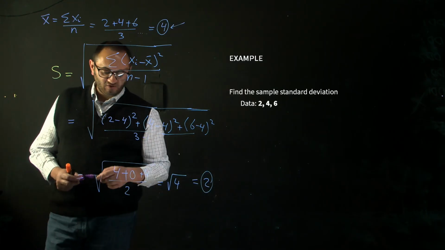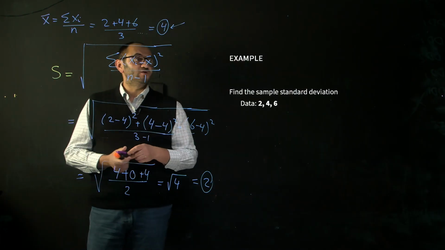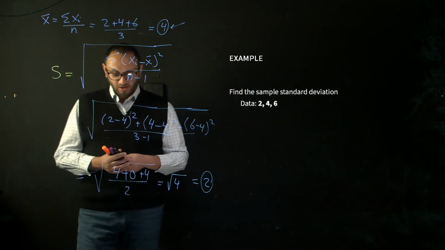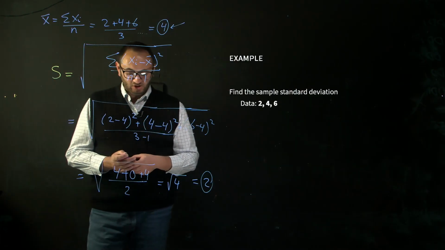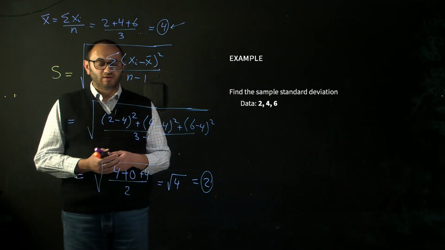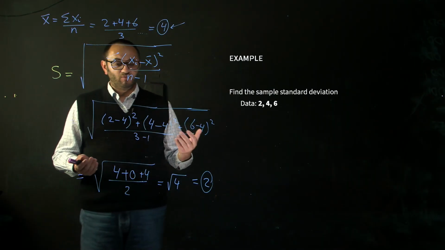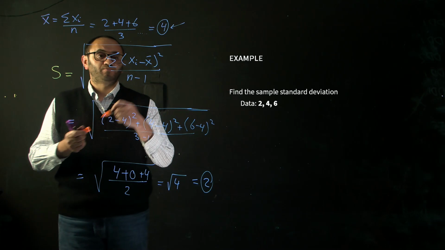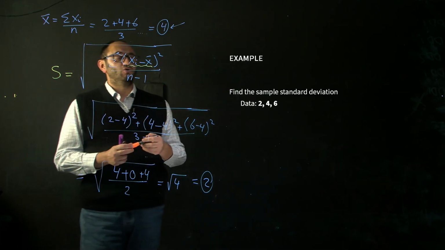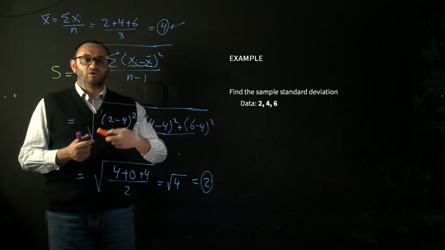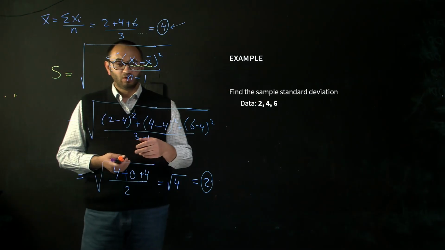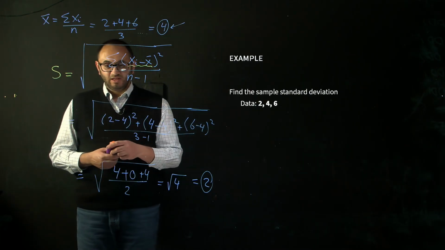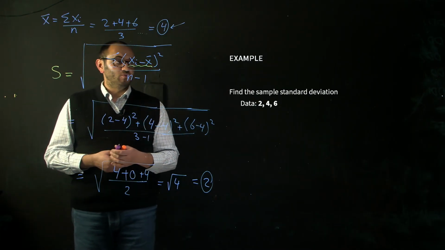So the standard deviation, or the sample standard deviation, is 2. This means, on average, the data values are 2 units away from the mean, right? Because this is the meaning of standard deviation. So on average, the data values are 2 units away from the mean.